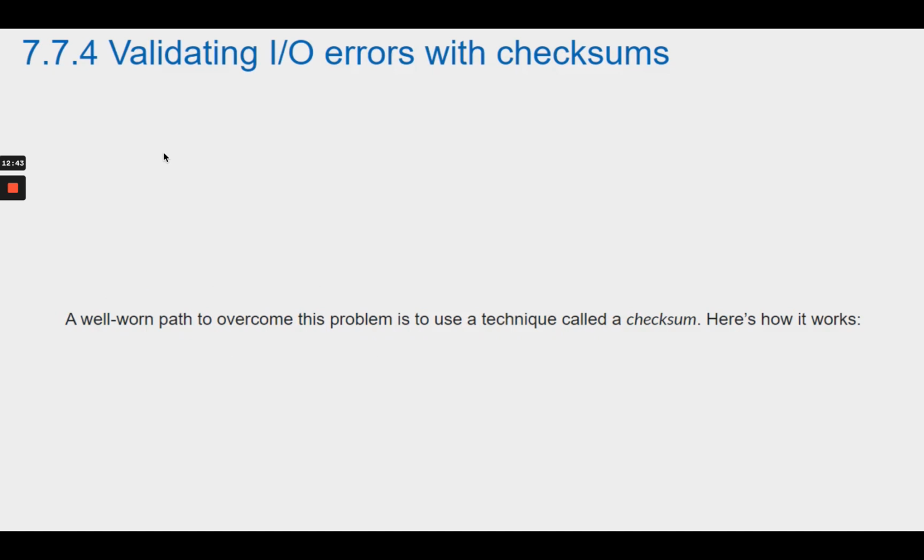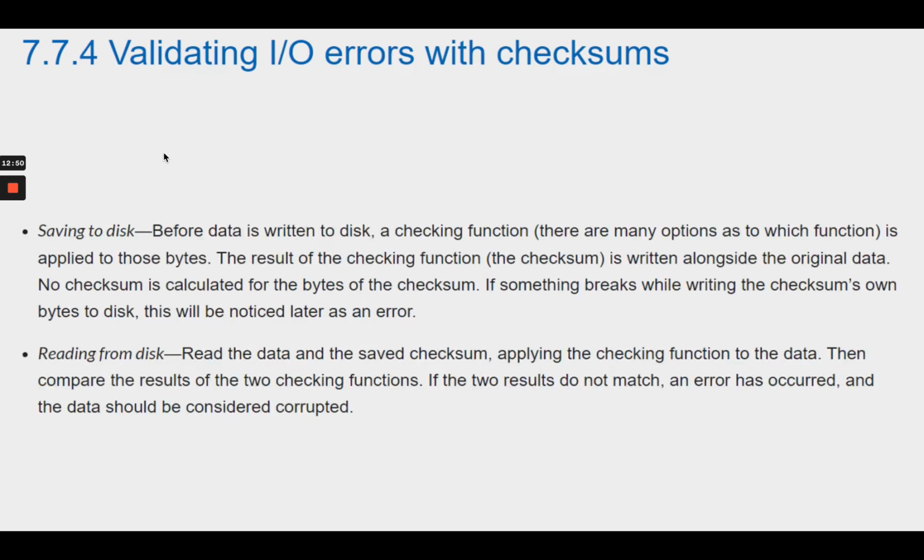A well-worn path to overcome this problem is to use a technique called a checksum. Here is how it works. Saving to disk: before data is written to disk, a checking function, there are many options as to which function, is applied to those bytes. The result of the checking function, the checksum, is written alongside the original data. No checksum is calculated for the bytes of the checksum. If something breaks while writing the checksum's own bytes to disk, this will be noticed later as an error.